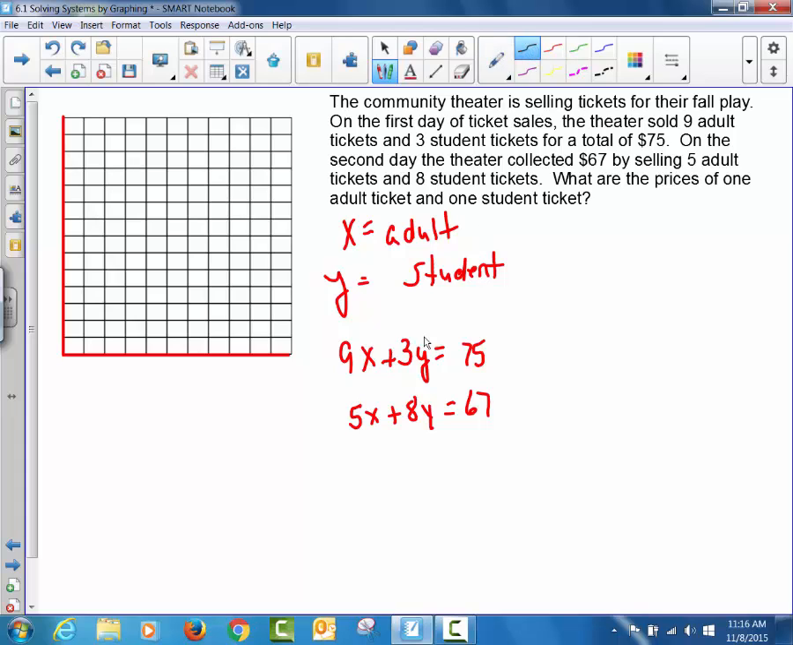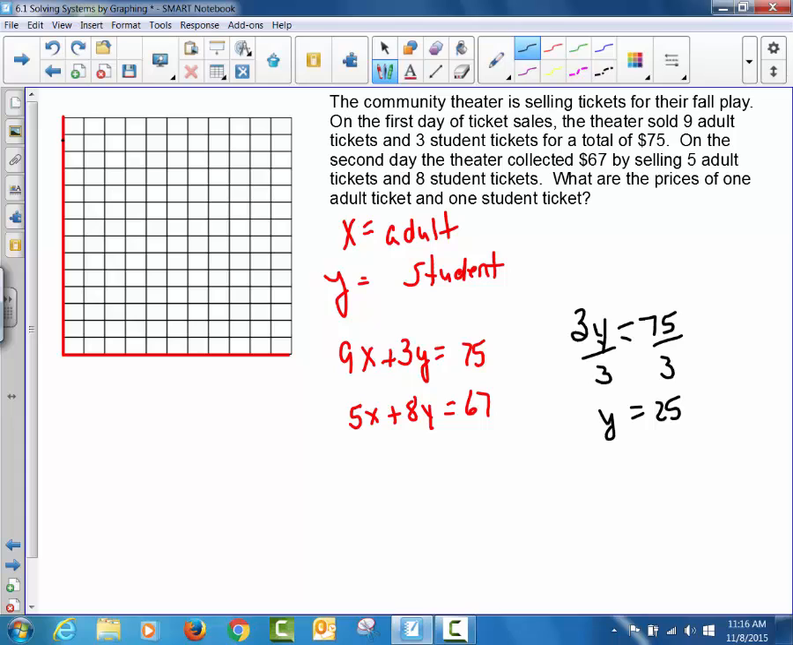All right, so what we do now is we let x equal 0. That means this goes away, and it leaves us with 3y equals 75. Divide by 3, and y equals 25. Okay, so y equals 25. So that means we come over here and we go 2, 4, 6, 8, 10, 12, 14, 16, 18, 20, 22, 24, 25, and we put a dot there.